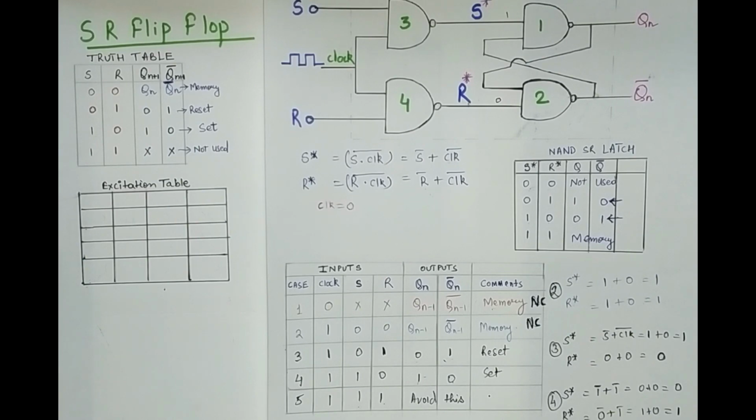Hello class. So today we are going to discuss how we will derive the characteristics table and excitation table of the SR flip-flop from the truth table of the SR flip-flop. You should remember what we discussed in the previous class: we saw how the SR flip-flop works, and we derived its truth table. Now we will write down this truth table in a new way, and we will try to find the characteristics table and excitation table from the truth table.